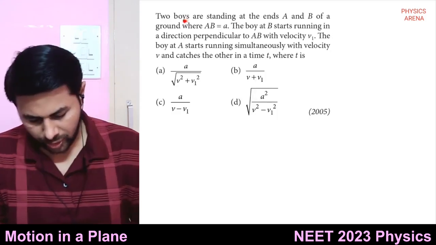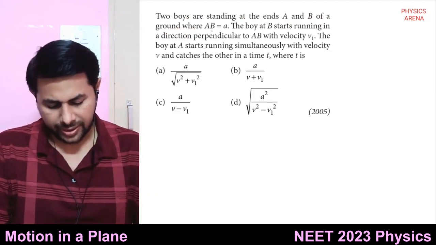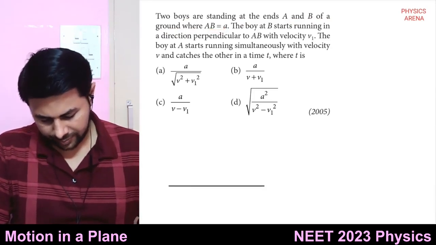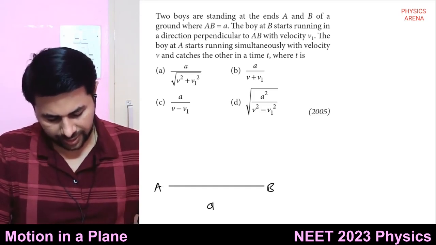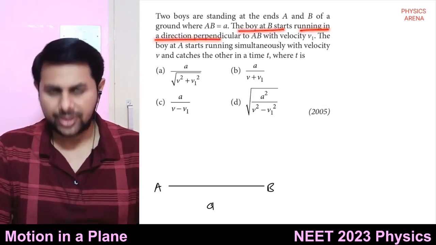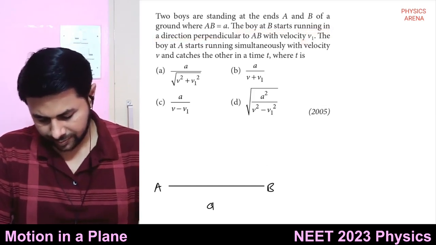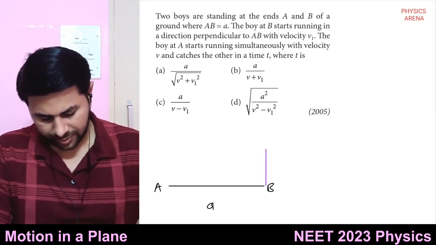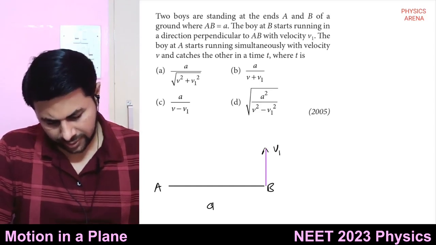Okay. Two boys are standing at the ends A and B of a ground where AB is equal to A. So there are two boys standing at the ends. So this is A, this is B, and AB is equal to A. The boy at B starts running in a direction perpendicular to AB with velocity v1. So the boy at B starts running like this with velocity v1.